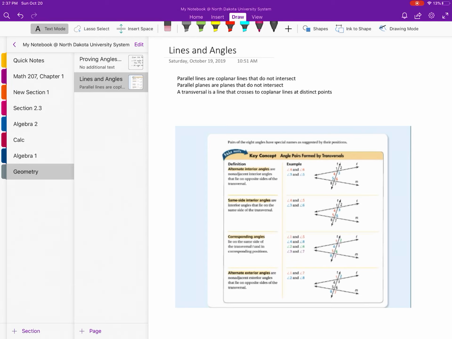Hello, geometry. Welcome to Chapter 3, Parallel and Perpendicular Lines. And yes, that's right, they devoted a whole chapter to that. Let's today talk about lines and angles.